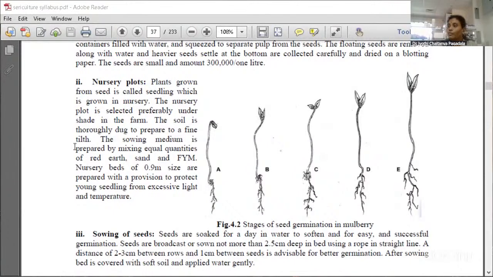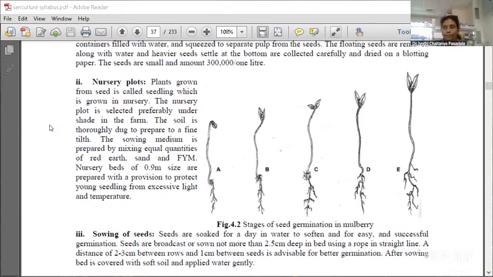The ripe fruits are collected in separate containers filled with water and squeezed to separate pulp from the seeds. The floating seeds are removed along with water and the heavier seeds settle at the bottom of the water. Heavier seeds are collected carefully and dried on blotting paper. The seeds are small and the amount is 3000 per 1 liter.